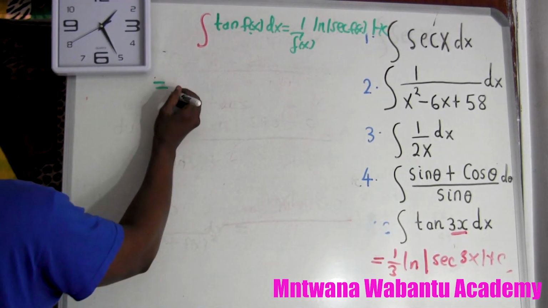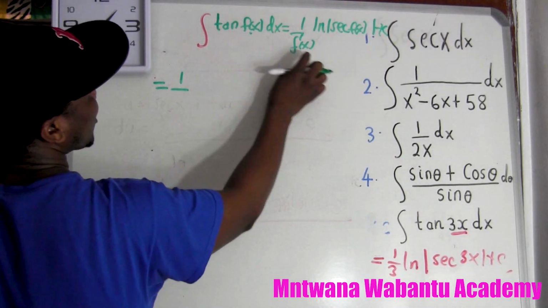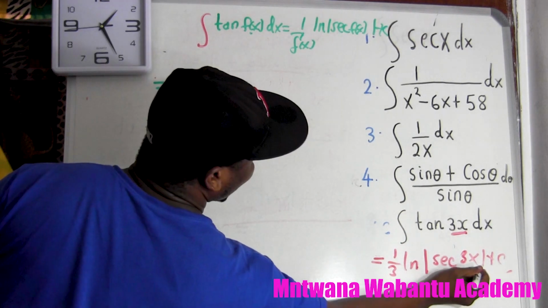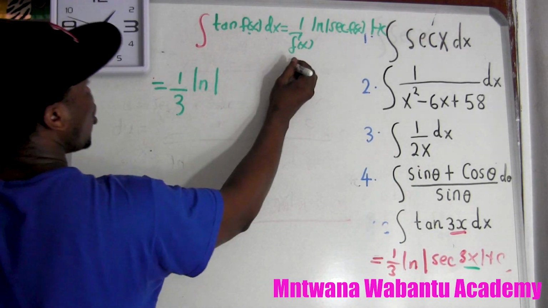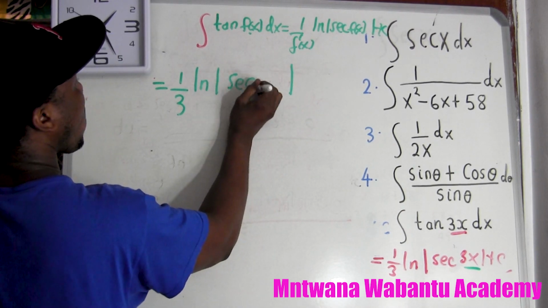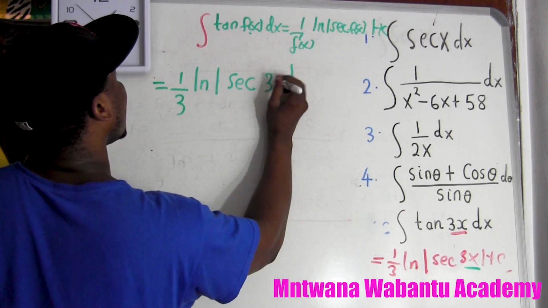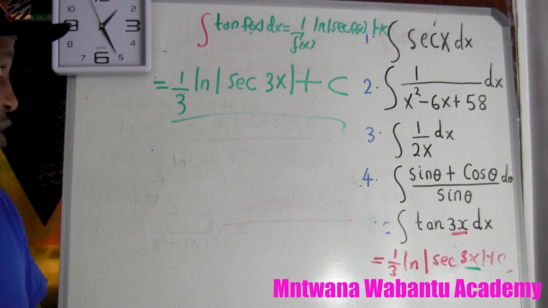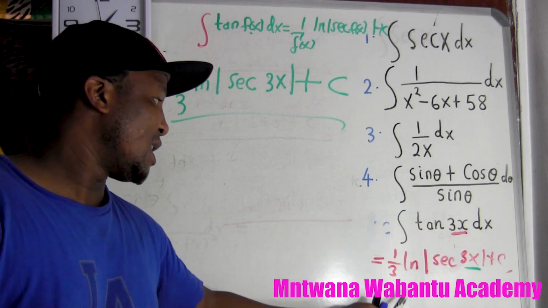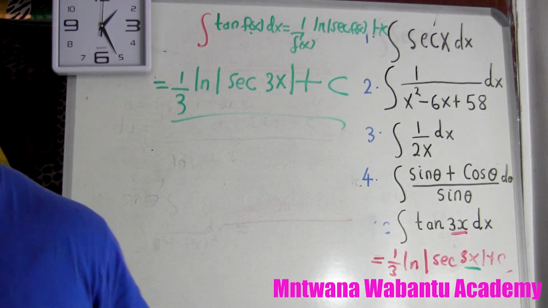So we're going to do the same thing here: 1 over the derivative of the function. What is your function in this case? 3x. When you differentiate 3x, you get 3, and this becomes 1 over 3 ln absolute sec of our function, which is 3x. Don't forget to add your c. Why plus c? Because we don't have limits. Yes, exactly. I got it. Correct.